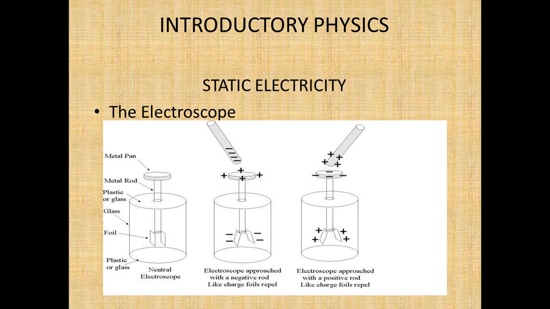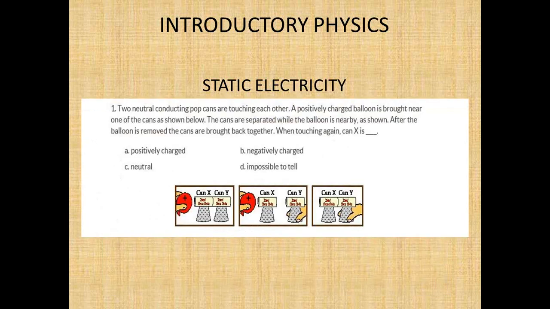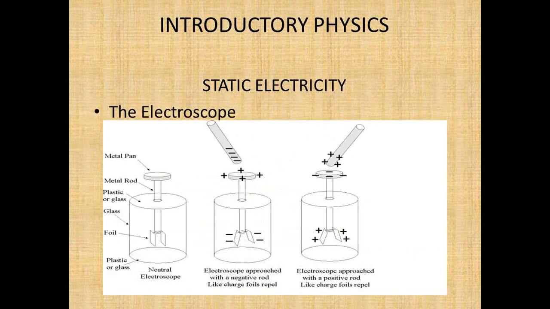So this device is called an electroscope. It just checks for charged objects. All right, so what we're going to do is stop here. There's a series of questions that we will do.